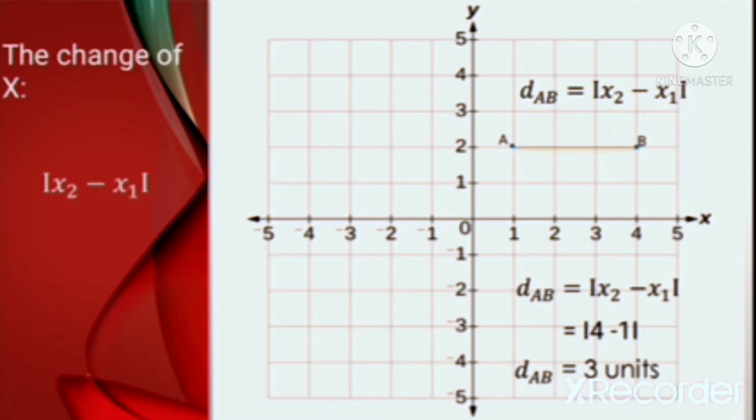But we can also get the distance from A to B by just counting. From A, we count 1, 2, 3. So 3 units. The distance from A to B is 3 units. That's how to get the distance of a horizontal line.